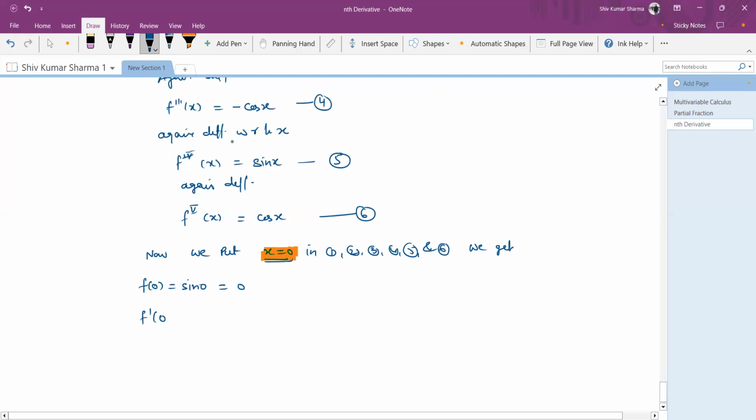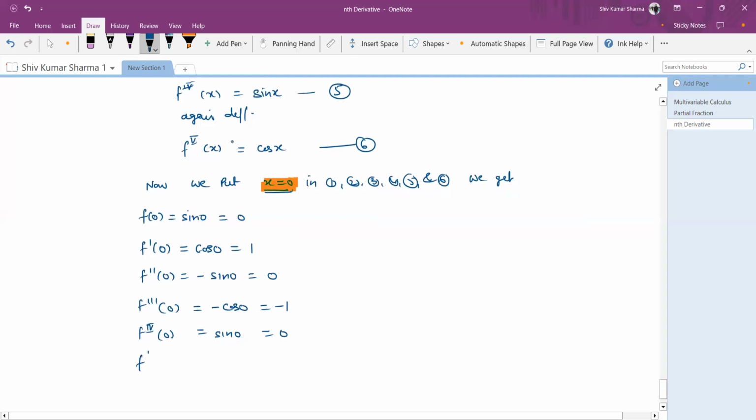Now in the second, f dash 0 is equal to cos 0. The value of cos 0 is 1. f double dash 0 is minus sin 0. Minus sin 0 means 0. f triple dash 0 is equal to minus cos 0, which means minus 1. f^4(0) is equal to the fourth derivative, which is sin x, so sin 0 is equal to 0. And the fifth derivative at 0 is equal to cos 0, so cos 0 equals 1. So we obtain these values.